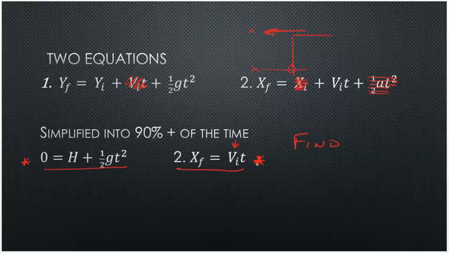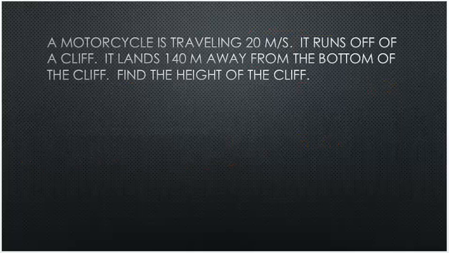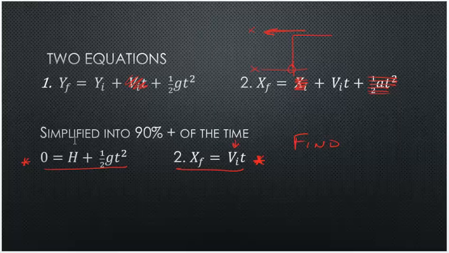All right. So let's look at an example here. A motorcycle is traveling 20 meters per second, runs off of a cliff, it lands 140 meters from the bottom of the cliff. Find the height. They just asked me to find the height. Well, because they want me to find the height, I'm going to use my other equation to start off with because I'm going to find the time.